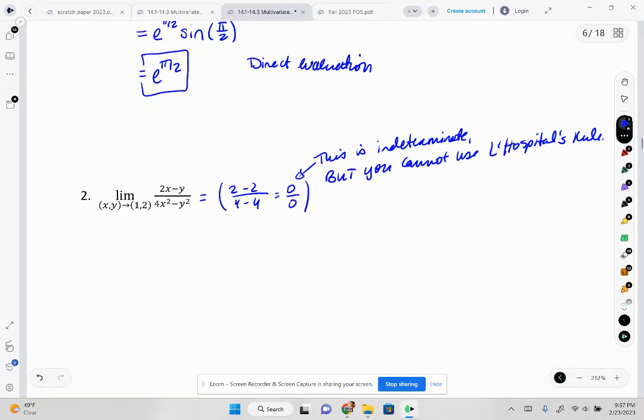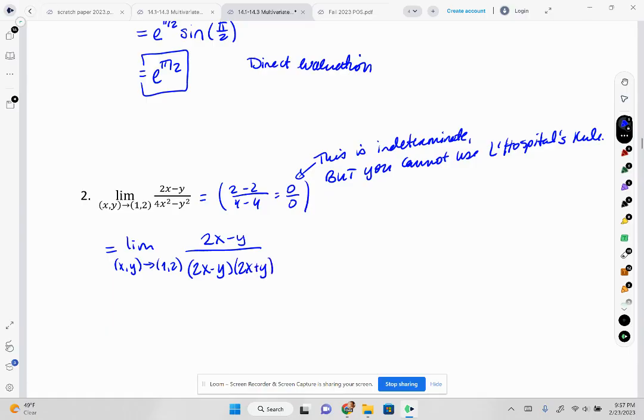Okay? Not allowed to. However, we can use algebra. We can look at our function carefully and see if there are any things that we can do. And by things, I mean factoring or rationalizing a denominator or a numerator or something. Try something, okay? I'm looking at this denominator and I see a difference of squares. So I'm going to try that. So we rewrite the limit because we're not evaluating the limit. We're working with the function. So we're still looking at the limit as (x,y) approaches (1, 2). The numerator is staying the same, 2x minus y. The denominator is a difference of squares, so it will factor as 2x minus y times 2x plus y.